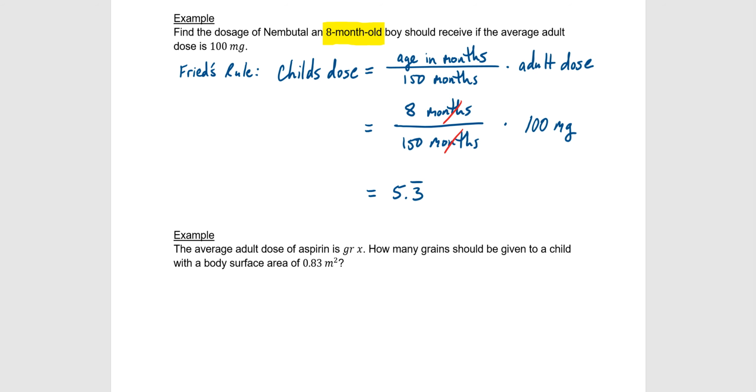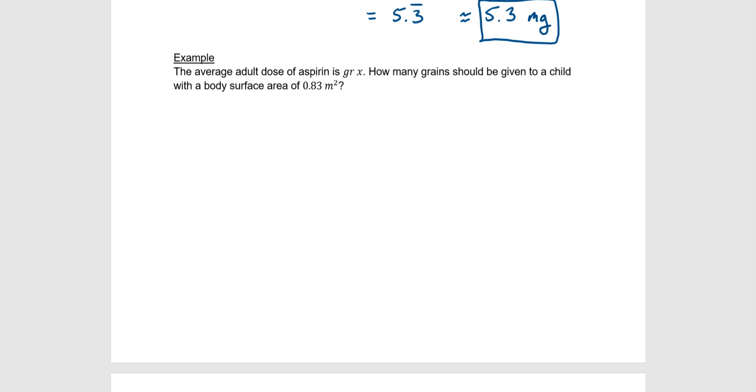5.3 repeating, and then we have to remember to round this to the nearest tenth. So 5.3 repeating to the nearest tenth would be 5.3. And once again, we have to make sure that we label this with the correct units. It's going to be 5.3 milligrams. Okay, so that's the 8-month-old boy's dose for this medication. And let's do another one.